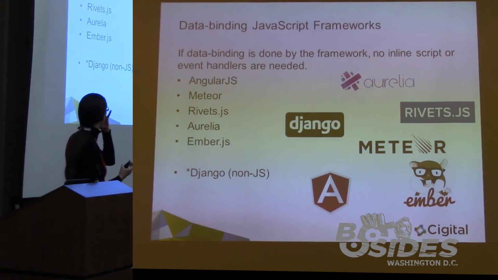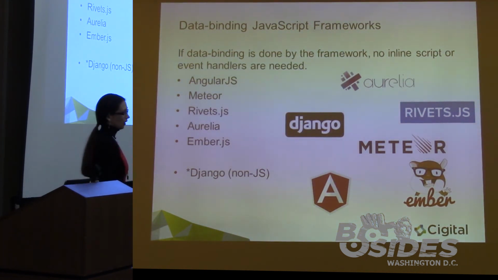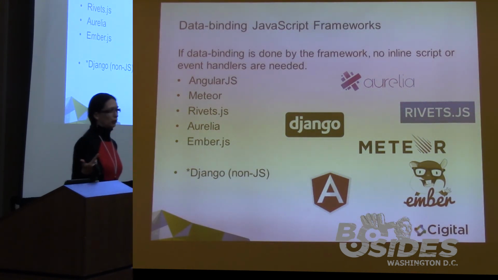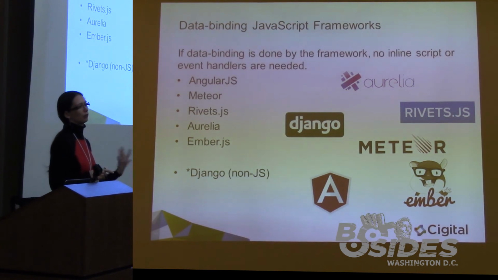So if you're using one of these frameworks, most of them are JavaScript except Django, of course, then you don't need to worry about it, right? Basically, all these frameworks are supporting CSP out of the box. You configure them, you configure where you're reading your JavaScript from.